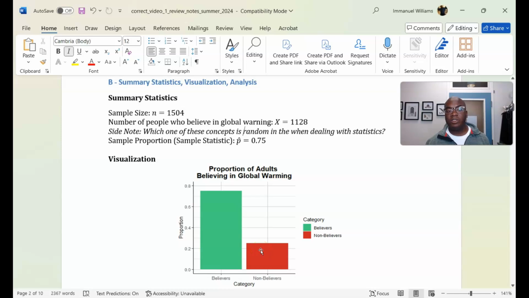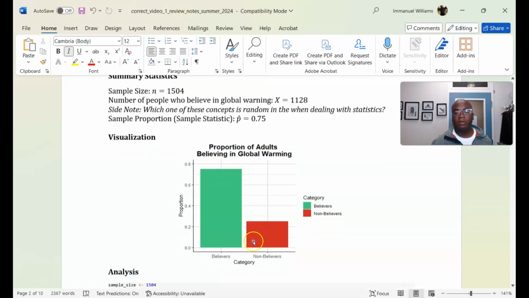How many variables do you see here? One more time. How many variables do you see here? You only see one. There's only one variable. Each observational unit, a U.S. adult, is measured in the sense of whether they believe in global warming or not. So that makes it one categorical binary variable.